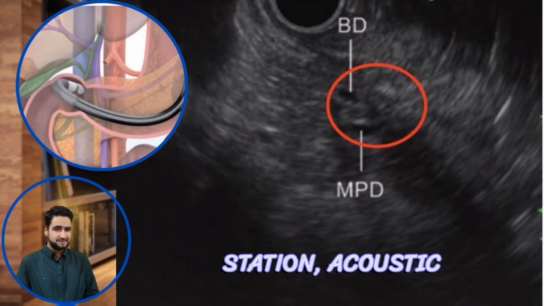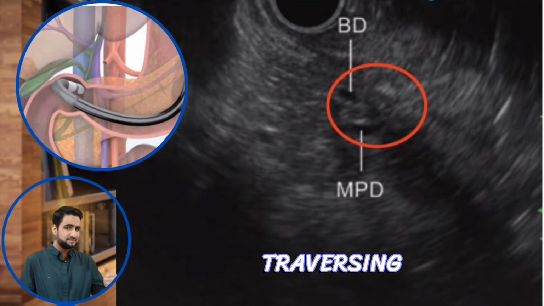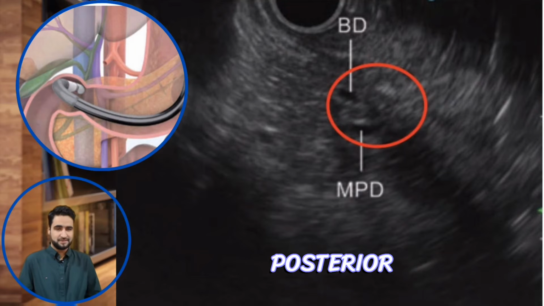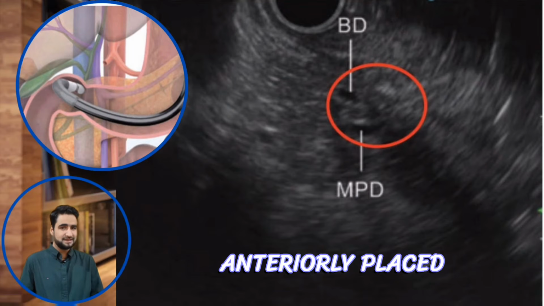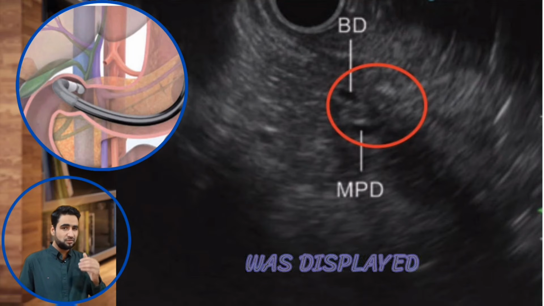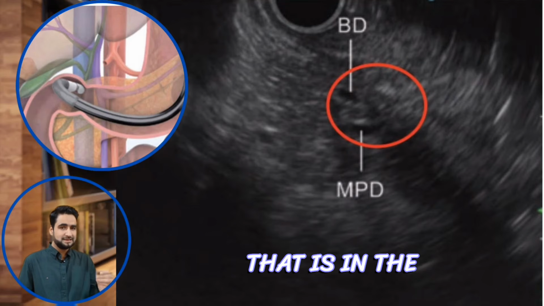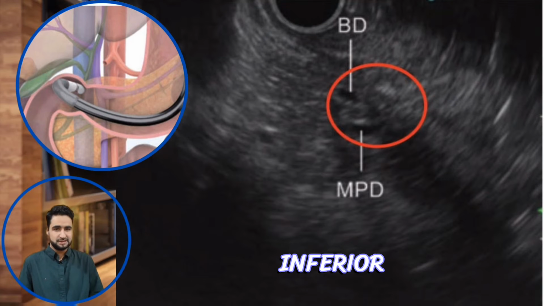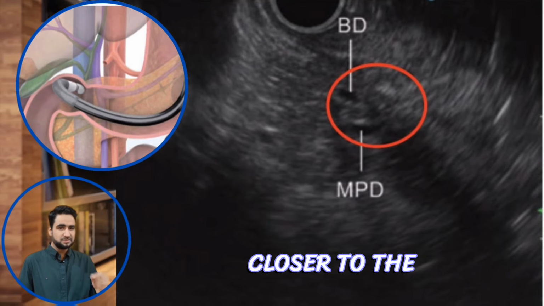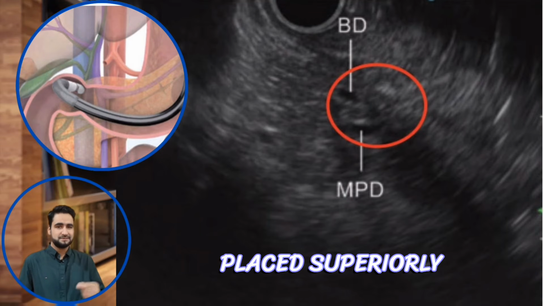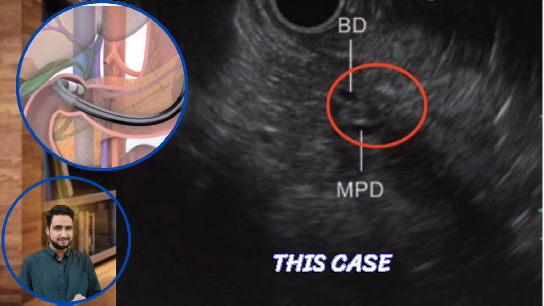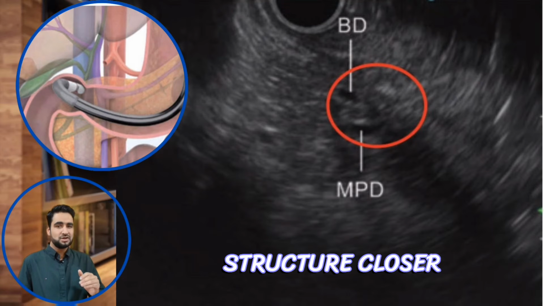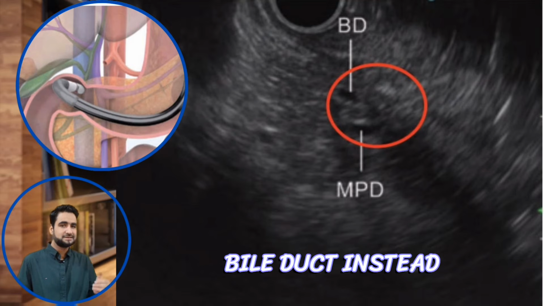Remember, in the stomach station, acoustic beams were traversing the pancreas from anterior to posterior. The structures closer to the probe were actually anteriorly placed. That's why the pancreatic duct was displayed closer to the probe, that is in the superior field of the image. But here, the direction of the acoustic beam is from superior to inferior. So the structures closer to the probe will be placed superiorly.